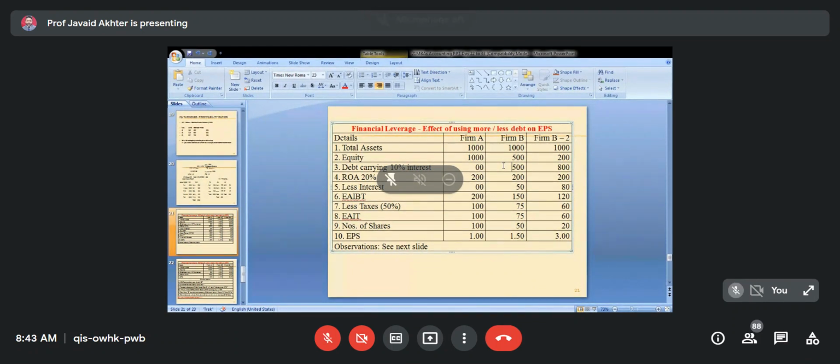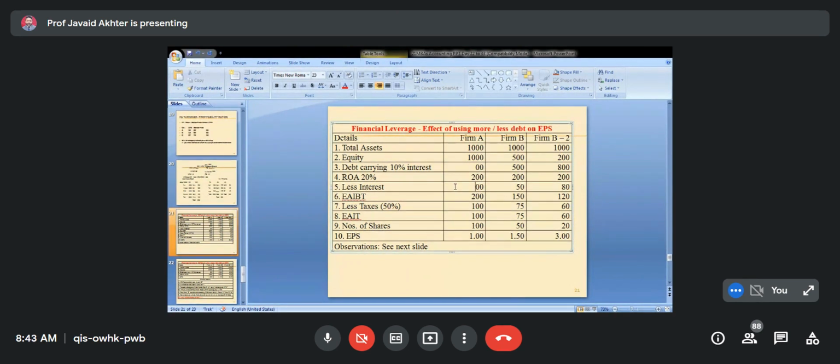Now further assume that their return on asset is 20%. Return on asset is 20%. So how much both of them will earn? 200. Is that clear for both the firms? Yes. Now, before they distribute dividend, before they calculate EPS, DPS, and all those things, they have to pay taxes, they have to pay interest, they have to clear everything. Only then they can pay.